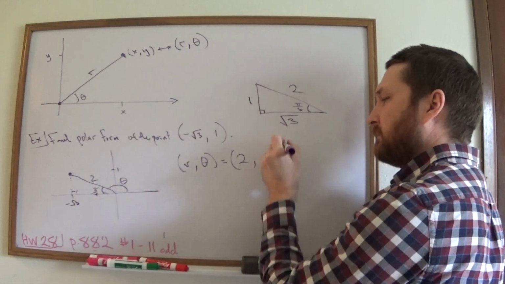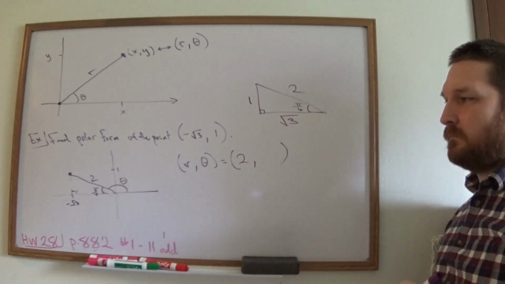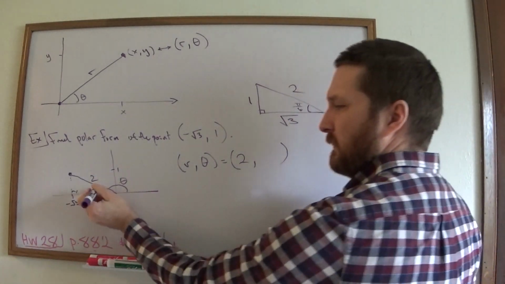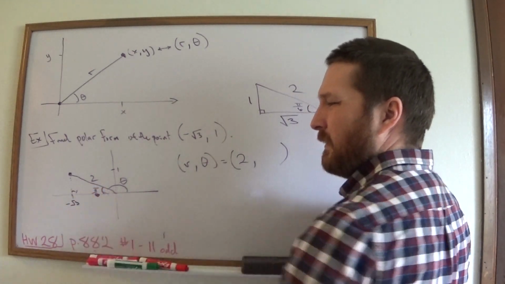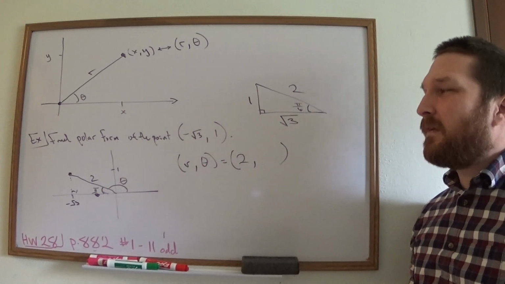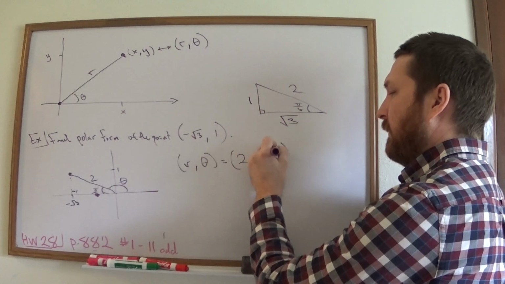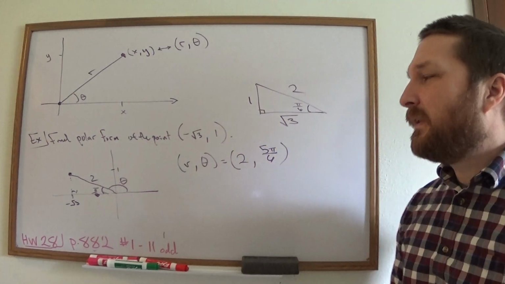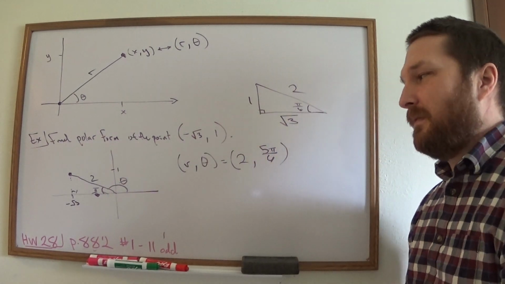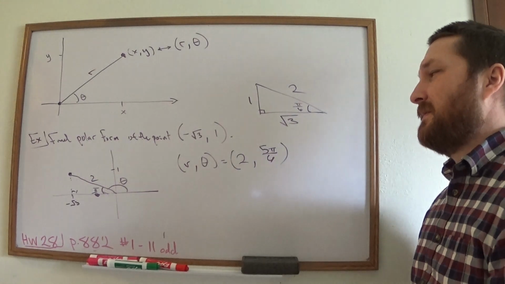Wait, theta is what? Pi over 6 minus pi... pi minus pi over 6, which is what? Pi over 6.